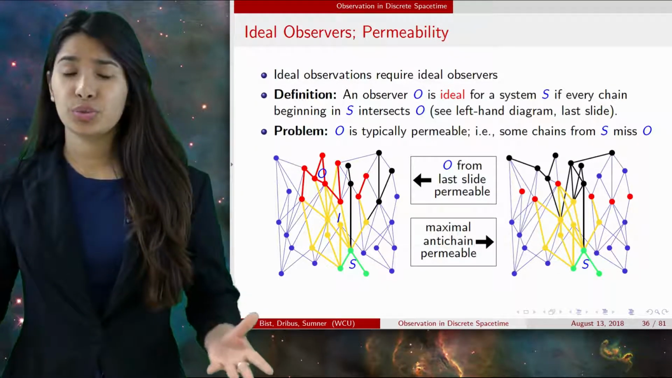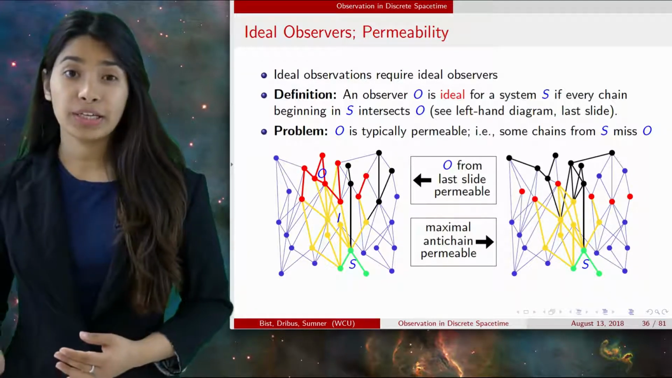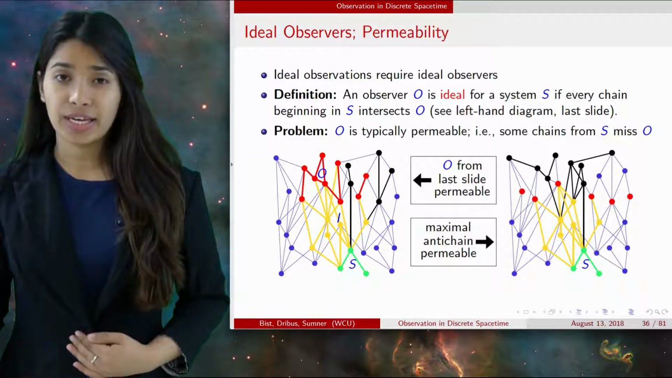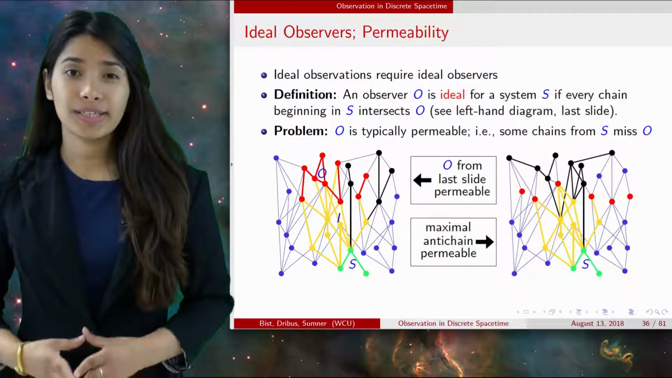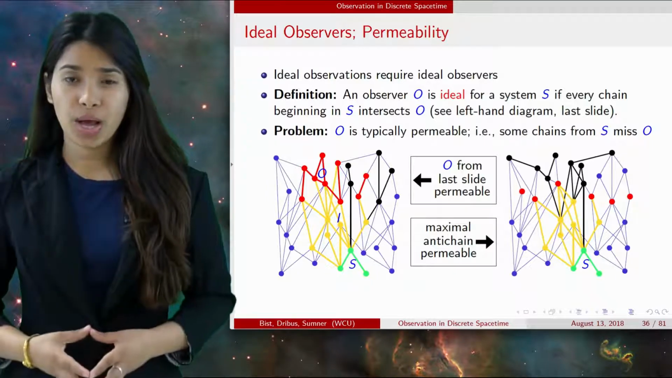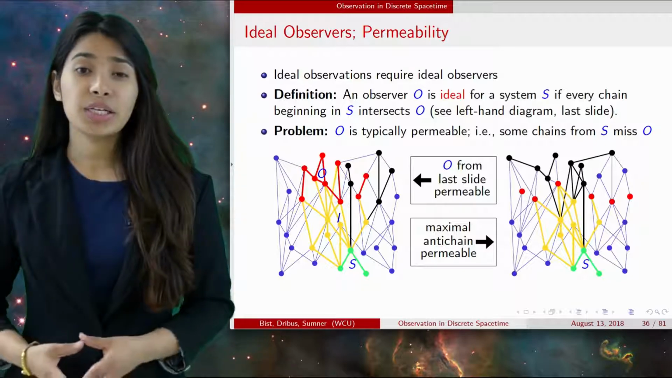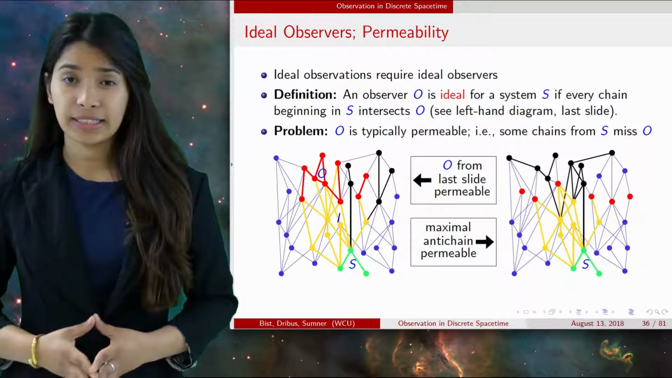At an intuitive visual level, it looks like we have two problems here. First, the observer isn't wide enough to cut through the entire future of S. Second, O has some holes in it which let the information leak through. Structurally, we can lump these two problems together and just say that O is permeable. Information can get through it or around it without intersecting it.